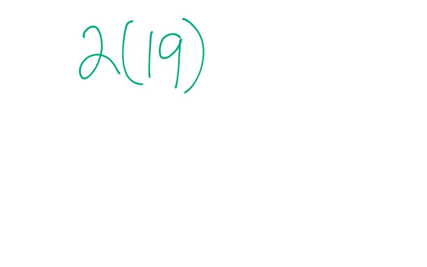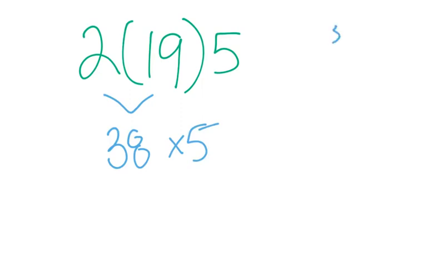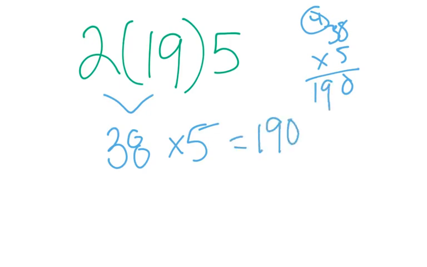Let's try another one. I have 2 times 19 times 5. Okay? If I just look at it in the order that it's already there, 2 times 19 is 38 times 5. Ooh, okay, take it over to the side. 38 times 5, stack it. 5 times 8 is 40, carry your 4. 5 times 3 is 15, plus 4 is 19. Okay, my answer should be 190.